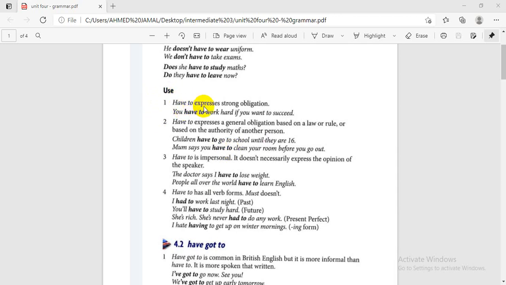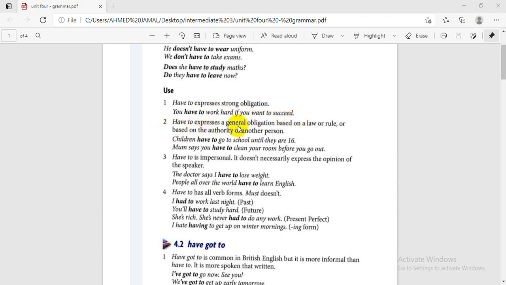Use have to express strong obligation. You have to work hard if you want to succeed. أما استخداماتها فتأتي أولا: إنها تعبر عن التزام قوي، مثل هذه الجملة: You have to work hard، يجب أن تعمل بجد إذا أردت أن تنجح.